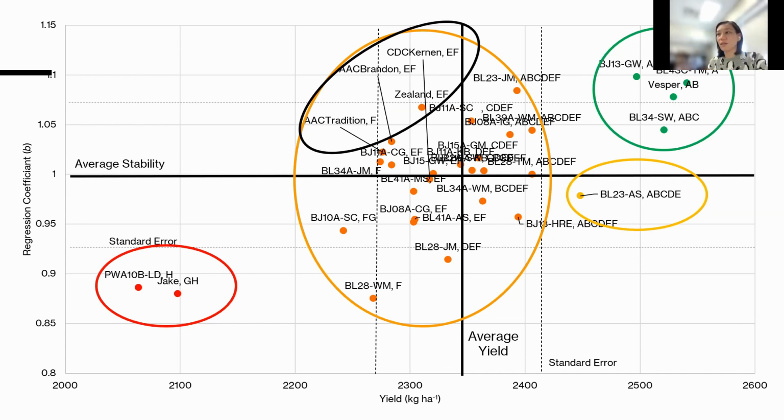You can throw as much nutrients as you possibly can at a line like PWA 10B, LD, Jake, and it's still going to yield poorly, which is what this graph is telling us. And so I'm very confident that you have a good line and that you're still going to get something in stressful environments.